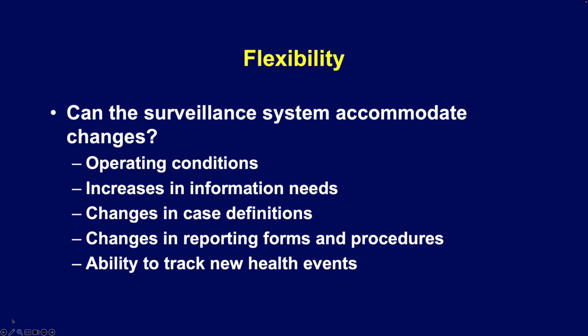Sometimes the case definition might change, and then it's a question of how easy is it for your surveillance system to accommodate those changes in the case definition. Is it just a question of changing some code in an electronic health record, or do you actually have to train providers about the new case definition, what it means, and how to report? What if the forms have to change or the reporting procedures have to change? Are those easy changes to make, or will it be very labor intensive to do so? And what ability is there to track new health events within the system that might be needed? Each one of these things relates to the flexibility of the surveillance system and whether or not it's easy to adapt to change when needed.